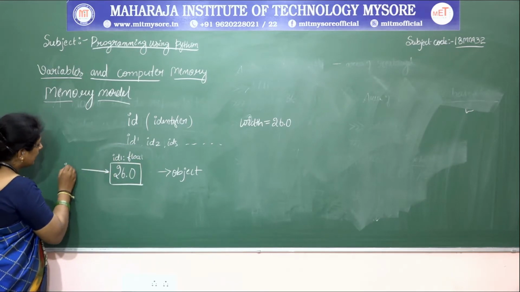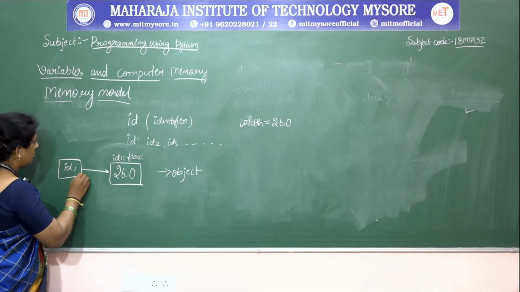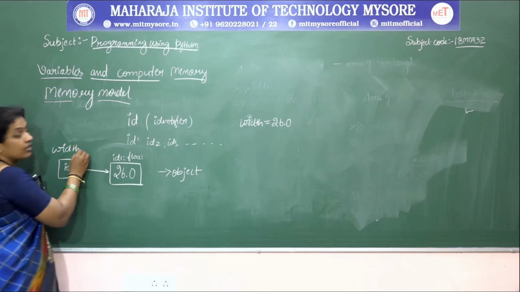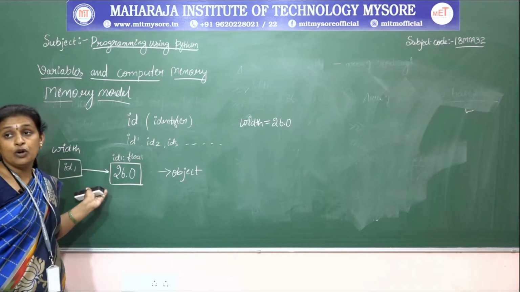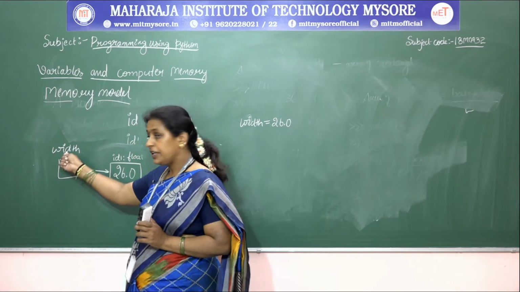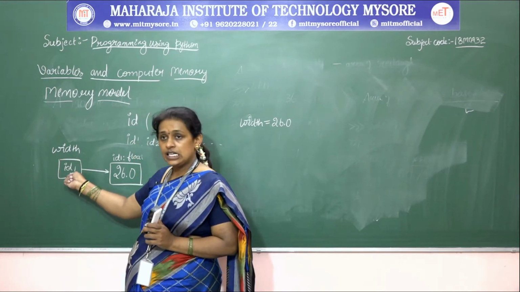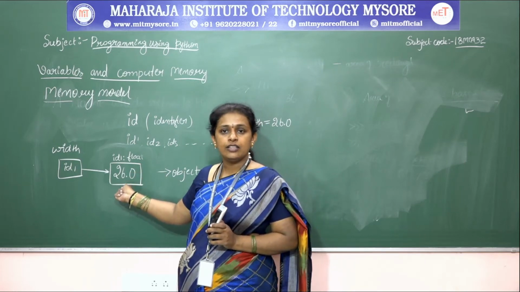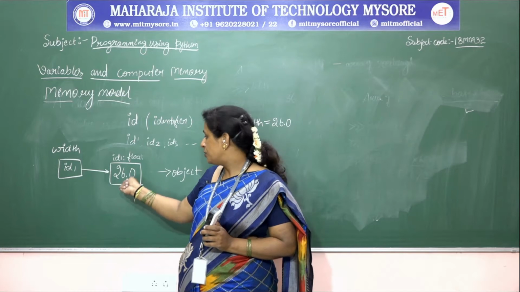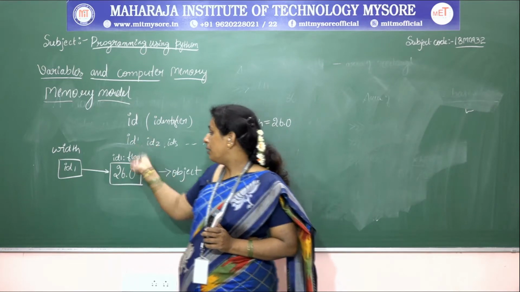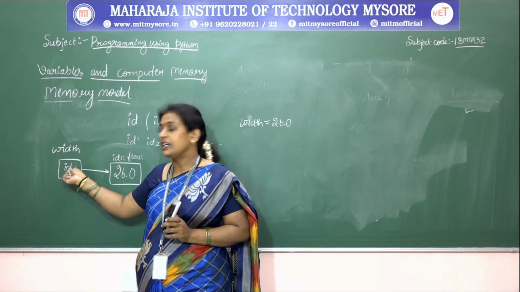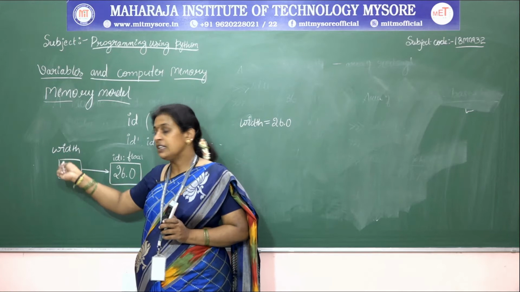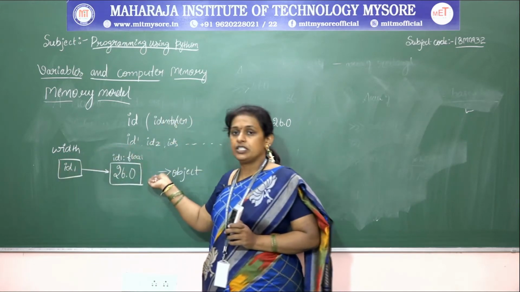So this is with respect to IDE 1, and this will be referred to as width. In our memory model, the variable contains the memory address of the object to which it refers. Here the object is 26 and the memory address is IDE 1. The variable width contains the memory address of the object.